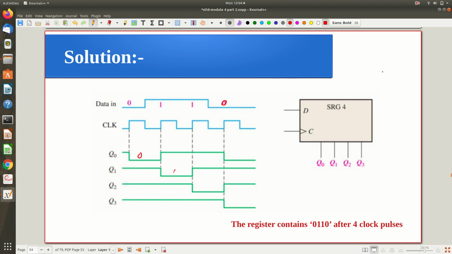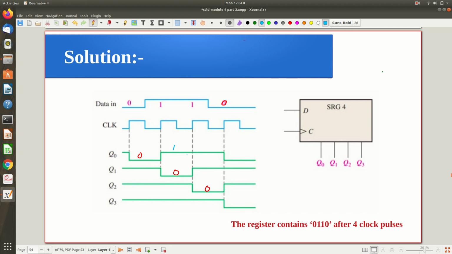Next time this 0 is actually shifted to this. Next time this same 0 is shifted to this. So this is the story. This is how it is working. Now let's see what about the next bit. If you are looking at the bit, 1 was initially at Q0.